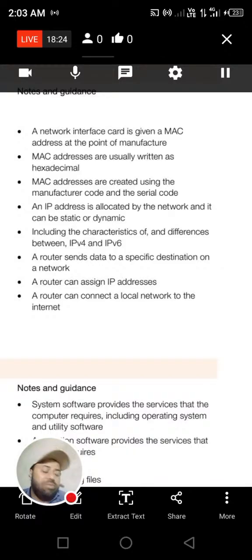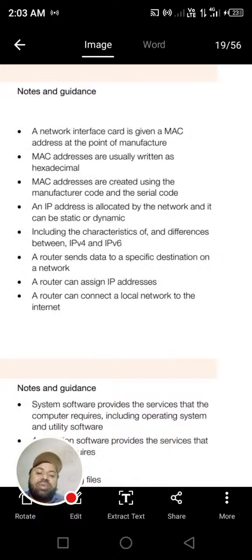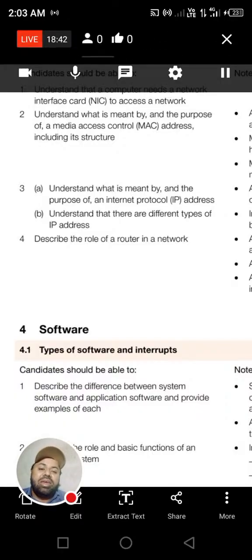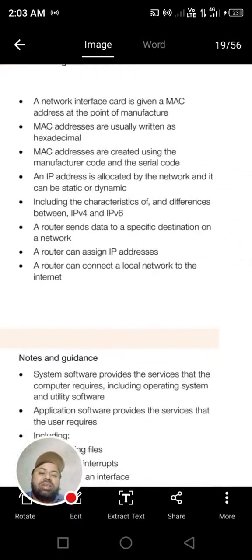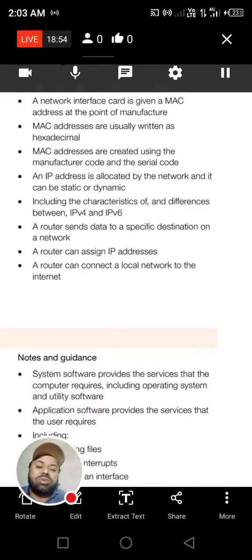Okay, now when we talk about internet protocol, the IP address is given by the network itself, not its manufacturer. Manufacturers give only the MAC address. We will understand what is meant by and the purpose of an internet address, and that there are different types of IP addresses, including the characteristics of and differences between IP version 4 and IP version 6.